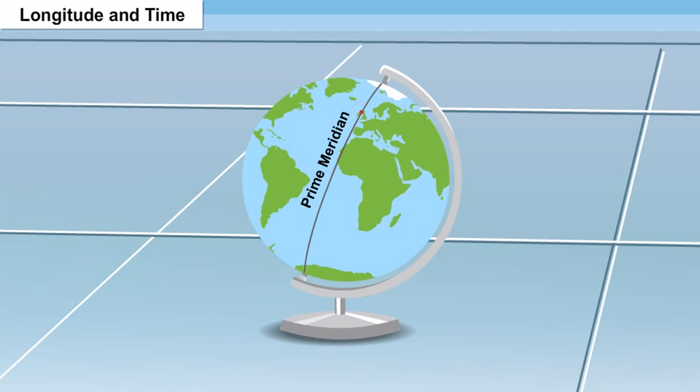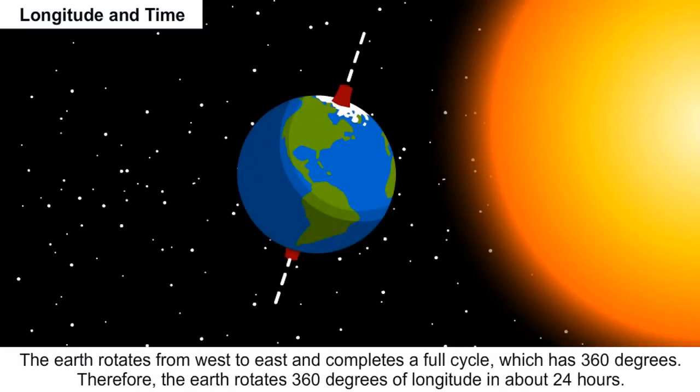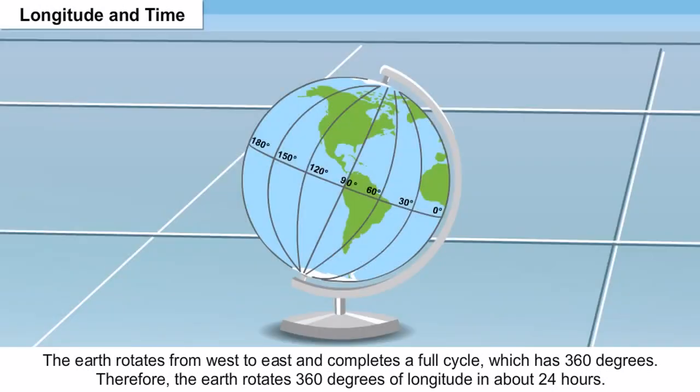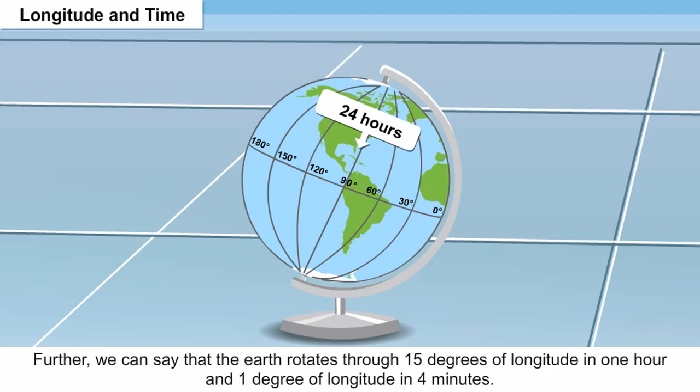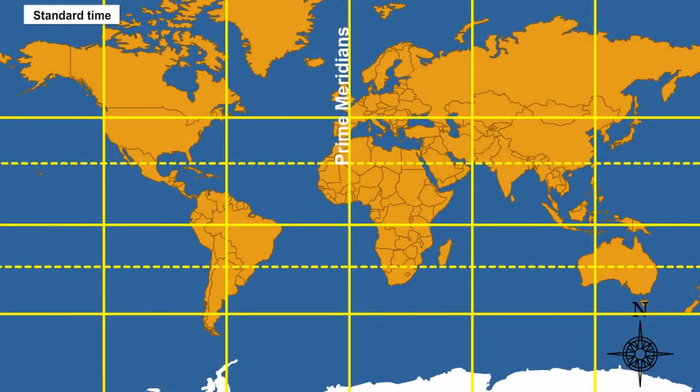Longitude and time. All the places situated east of Greenwich are ahead of Greenwich time, while places situated west of Greenwich are behind it. The Earth rotates from west to east and completes a full cycle, which has 360 degrees. Therefore, the Earth rotates 360 degrees of longitude in about 24 hours. Further, we can say that the Earth rotates through 15 degrees of longitude in 1 hour and 1 degree of longitude in 4 minutes.